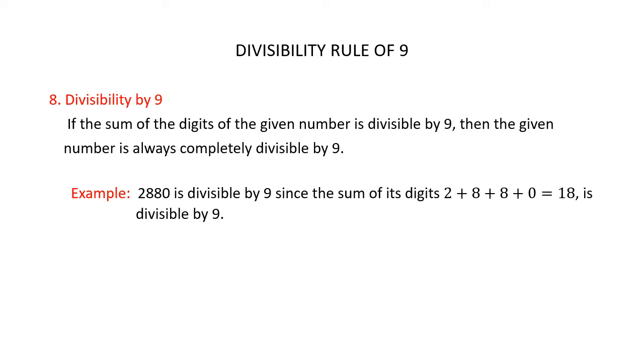Consider the number 2880. This number is divisible by 9 because the sum of its digits 2 plus 8 plus 8 plus 0 is 18. 18 is divisible by 9. So the number 2880 is also divisible by 9.